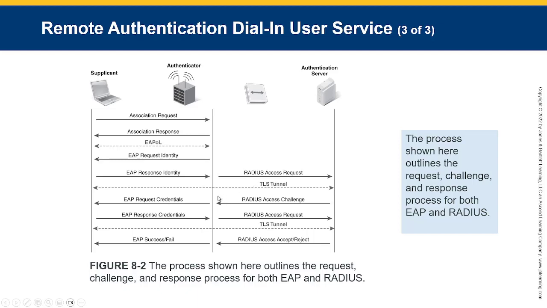The authenticator also sends an EAP request for credentials. The EAP response credentials is sent from the supplicant to the authenticator, and a RADIUS access request is sent to the authentication server. A TLS tunnel is created again, and you either fail or pass the connection request.